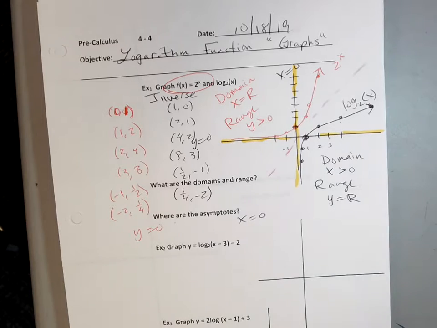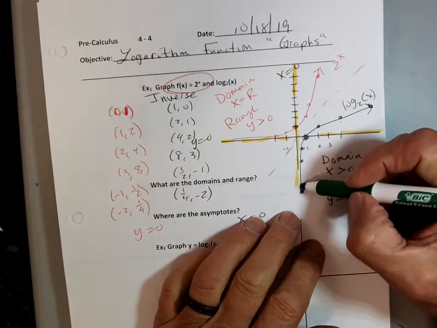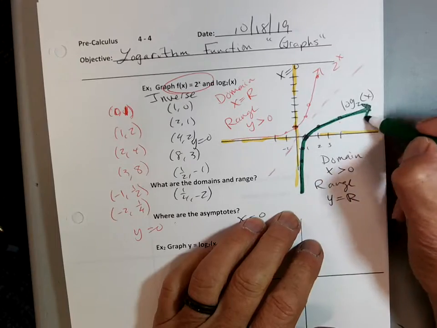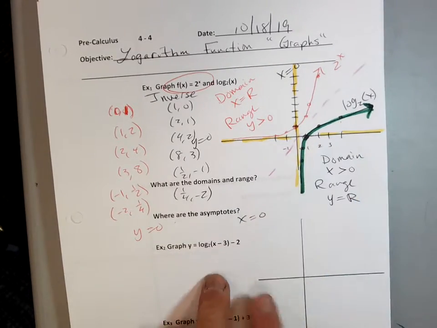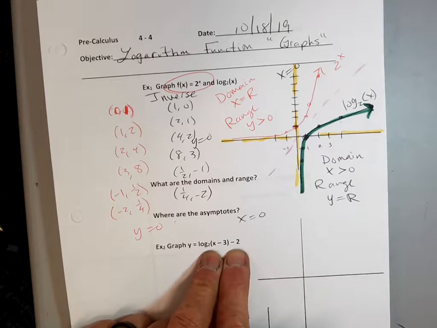Now, if we're going to graph example 2, we're just going to do a translation. We're going to move it. We're going to take our log graph, and let me go ahead and make my log graph nice and dark, because the graph I really want to work with is this one, okay? There's my green graph. So let's move this graph to the right 3 and down 2.